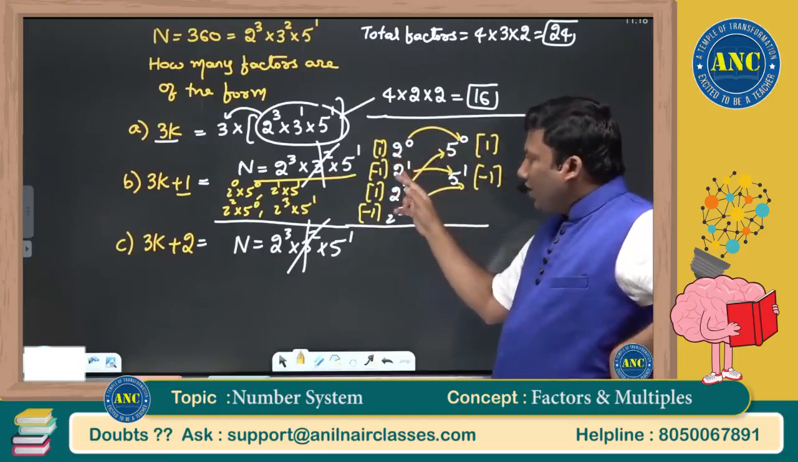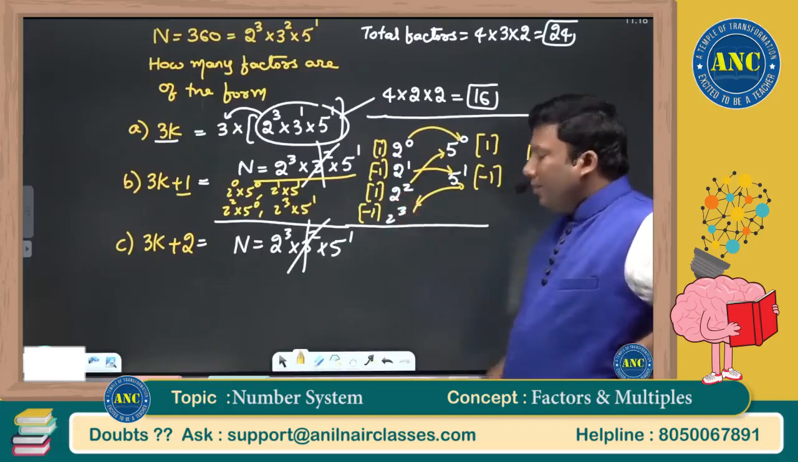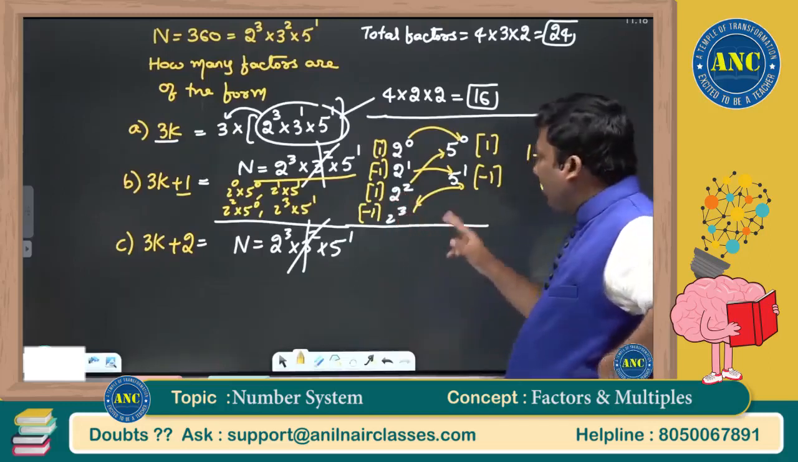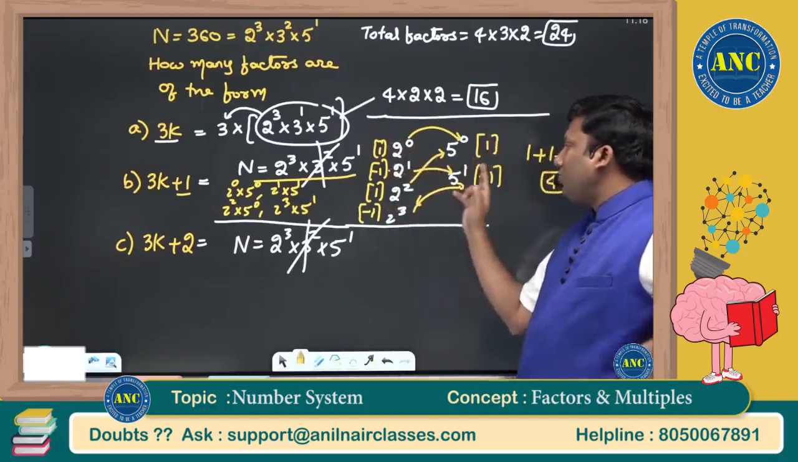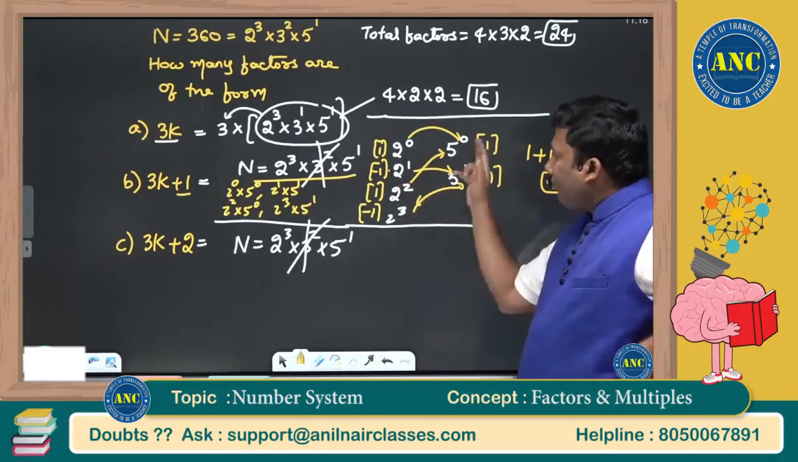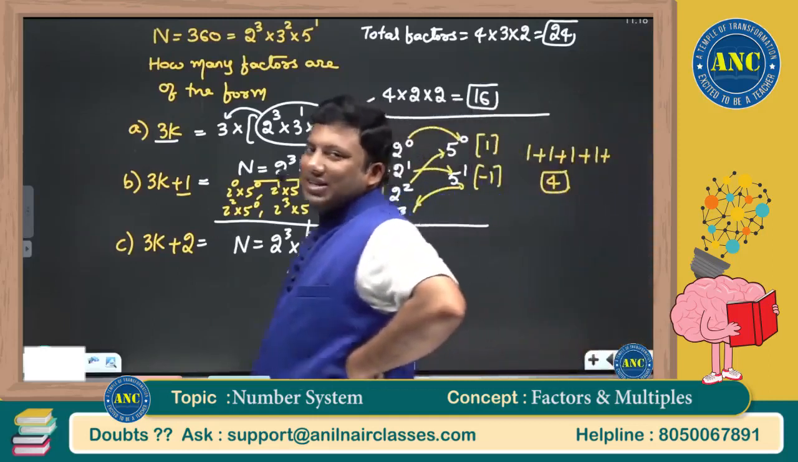1 divided by 3, 1. 2 divided by 3, minus 1. 4 divided by 3, 1. 8 divided by 3, minus 1. 1 with minus 1. 1 with 1, 1. Minus 1 with minus 1, 1. 1 with 1, minus 1 with minus 1. Totally 4 cases I will get it.